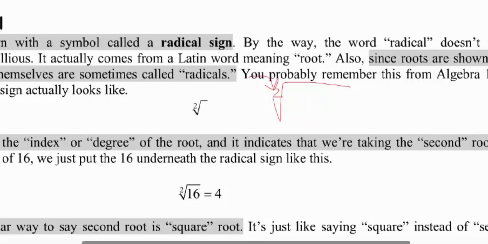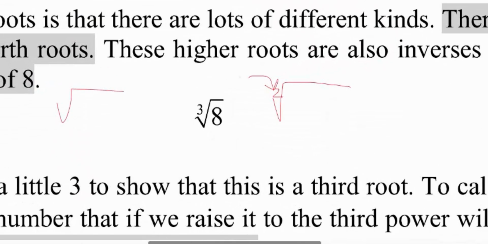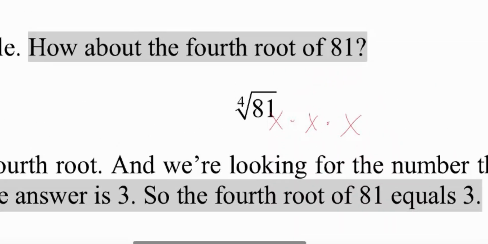So if we just see this, that means we're trying to find the square root, or the second root, of something. What times itself will equal that? For this one, this is the cubed root. So in the index here, we have a 3. So we're looking for x times x times x to give us 8. What number times itself 3 times gives us 8? That's 2. The fourth root of 81: what times itself 4 times would give you 81?